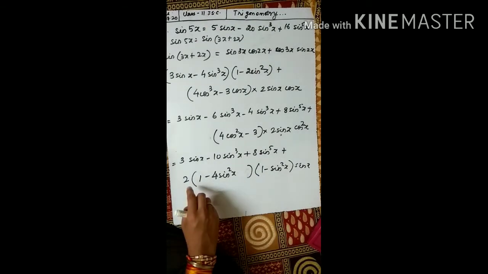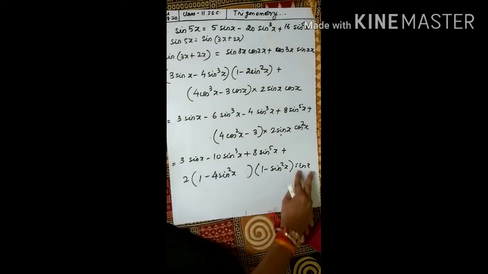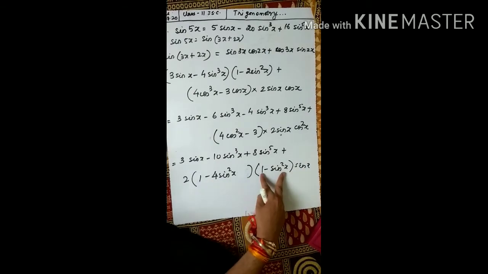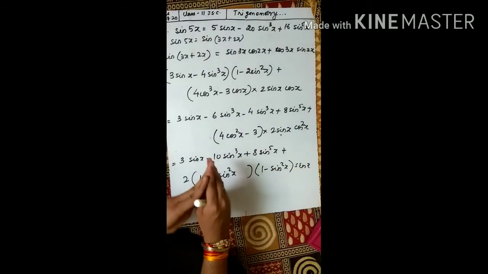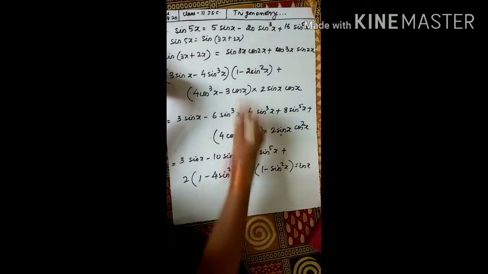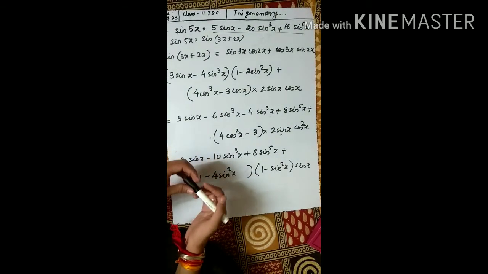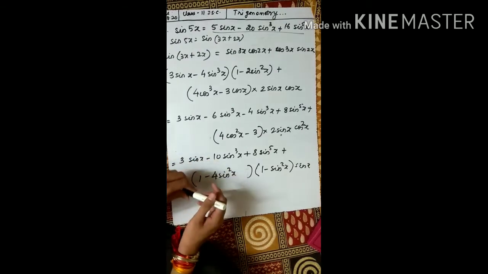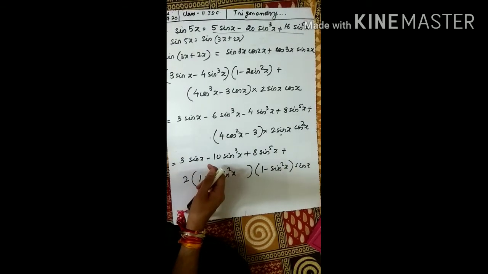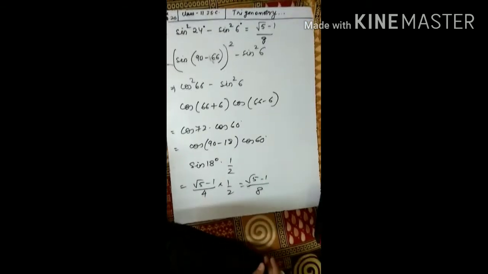Now multiply this 2 sin x into this bracket, multiply these two brackets, and just solve it. You will surely get this quantity: 5 sin x minus 20 sin cube x plus 16 sin to the power 5 x. Okay, let us come to the next question.